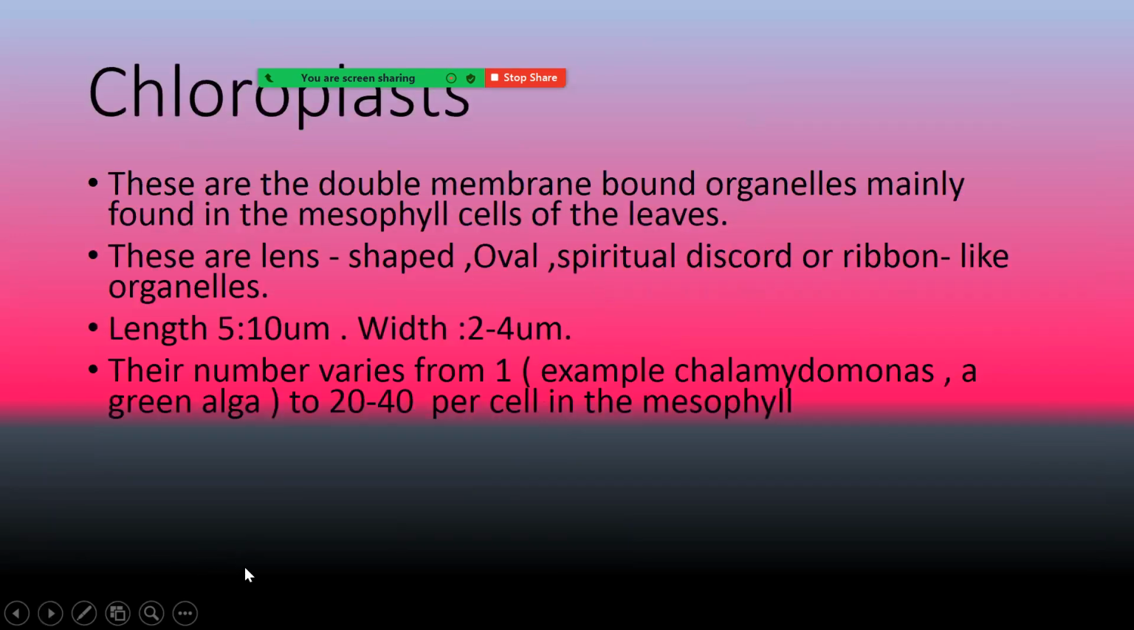Let's talk about chloroplast in detail. These are double membrane bound organelles mainly found in the mesophyll cells of the leaf. They are lens-shaped, oval, discoid, or ribbon shaped. Length is 5 to 10 micrometer and width is 2 to 4 micrometer. The number varies from 20 to 40 per cell in the mesophyll.